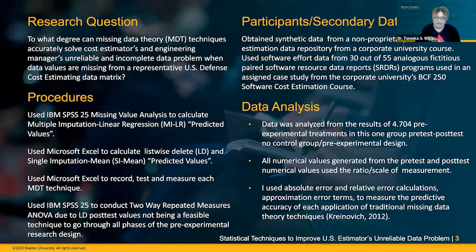But based off of what ended up happening with my data, I ended up having only a 2-way repeated measure ANOVA once the experiments had been done, simply because we realized that with all the data, the listwise delete technique just wasn't a feasible option to be able to basically impute data, for this study and for a cost estimator, simply because it wouldn't help you, it was a null value effectively.